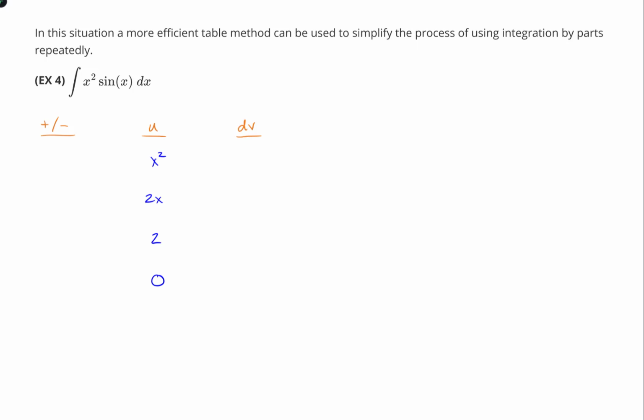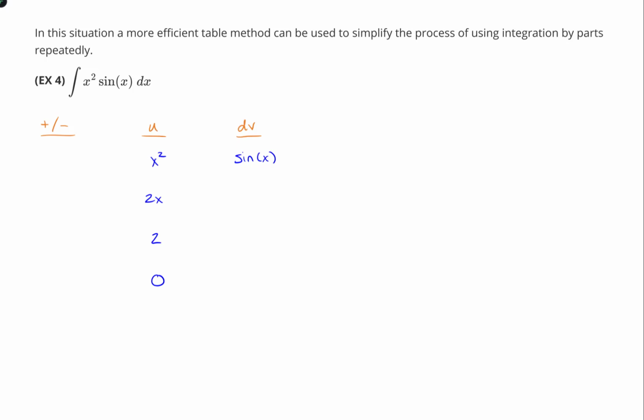All right, then dv. dv here is the function sine x. And of course, normally we would write sine x dx, but we're really just concerned with the function itself. But now I'm going to start listing out the same number of integrals of sine. So I'm integrating this list, I differentiated this list.